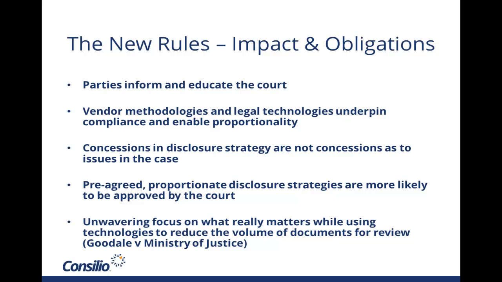What it really comes down to is a focus on what really matters. We see that in a judgment of Master Whittaker, Goodale against the Ministry of Justice, where he required parties to focus, in that case, on the custodians who matter. Yes, there's an outer definition of what the disclosure should be, but who really matters was the question that he asked there.